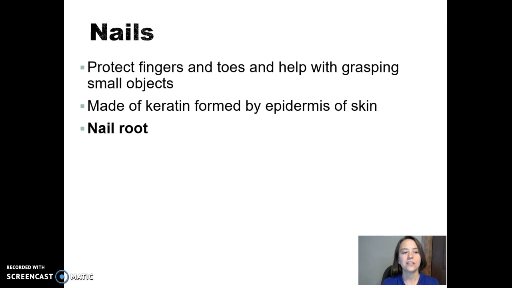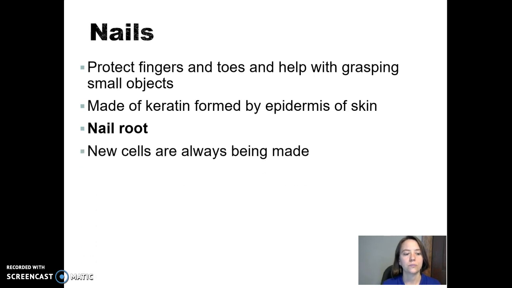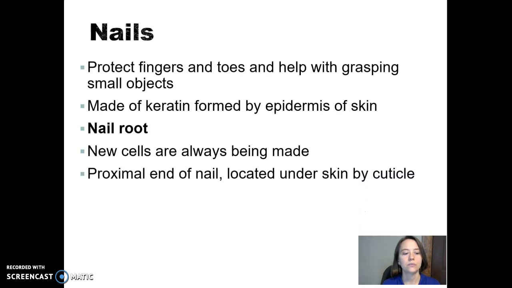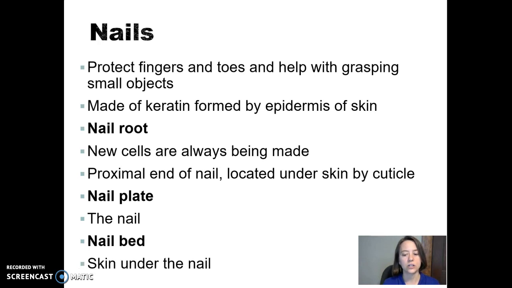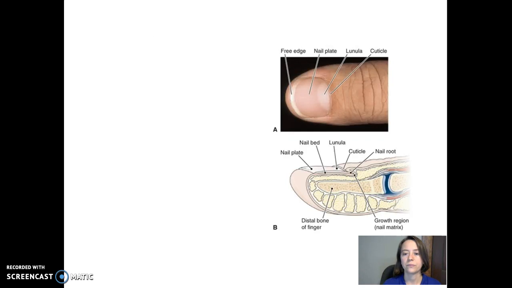Some anatomy of the nail is the nail root. New cells are always being made here at the nail root, and this is at the proximal end of the nail, and it is located under the skin by the cuticle. The nail plate is the nail, and the nail bed is the skin underneath the nail.